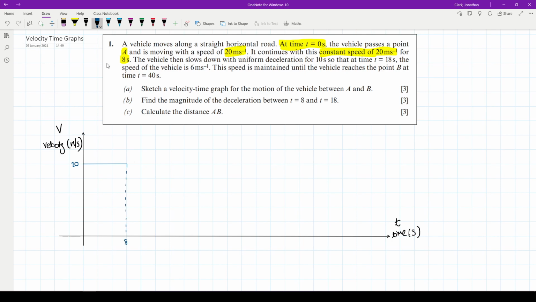Got 8 seconds there. The next part of the journey, it tells us that the vehicle slows down with uniform deceleration. That just means that when I draw the curve coming down, it's going to be a straight line. That's going to last 10 seconds. It's going to take me into 18 seconds in, and the speed of the vehicle is going to go down to 6. So I'm going to draw another straight line. This doesn't need to be to scale or anything like that. That's not a problem. So I'm going to draw a line coming down like this.